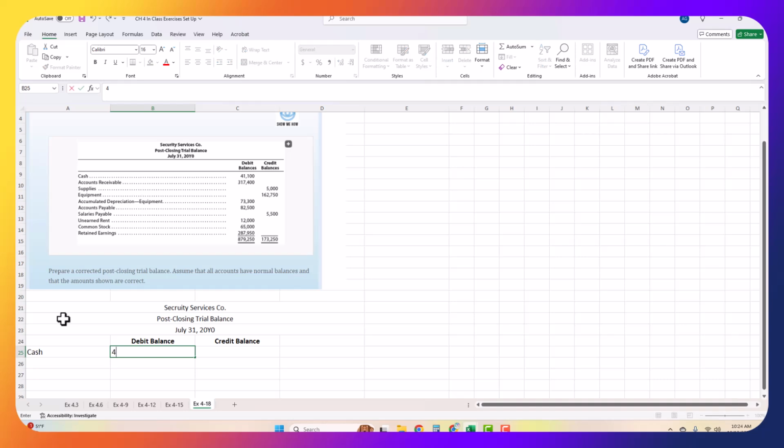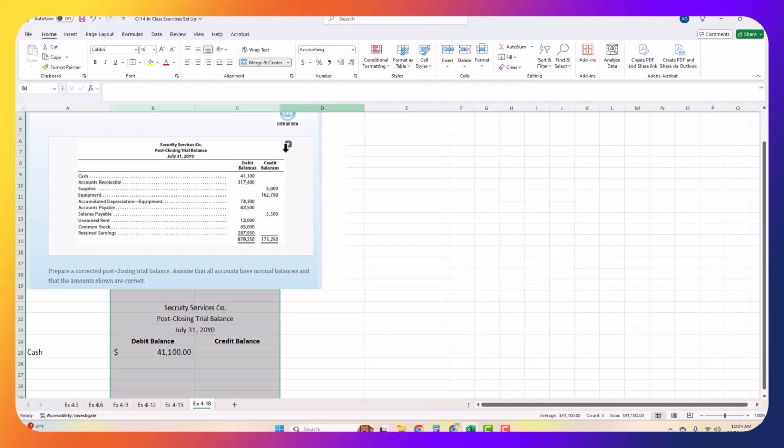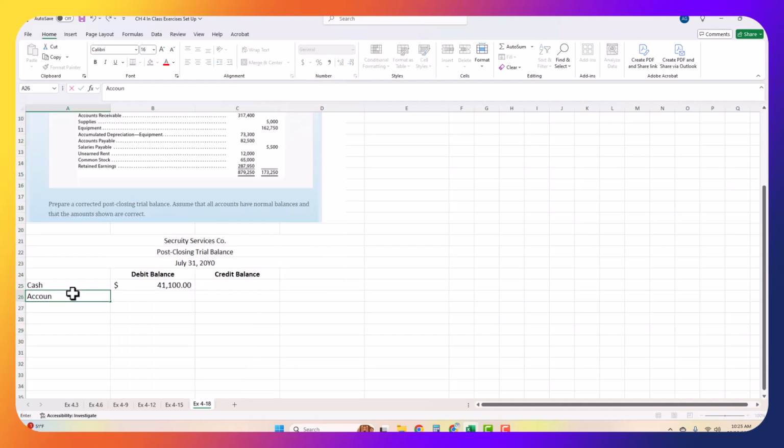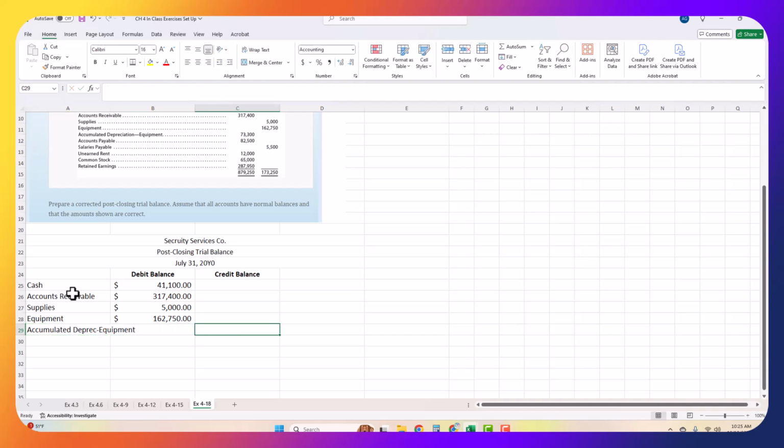So we would have cash, 41,100. Make these all dollar signs for you. We would have accounts receivable, 31,317,400. We would have supplies, 5,000. We would have equipment, 162,750. Now accumulated depreciation on equipment, that would be a credit balance, 733.